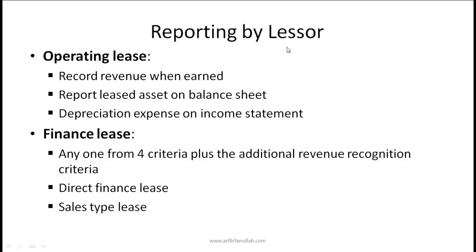Now let's look at reporting from the lessor perspective. As we've already discussed, the lease could either have been classified as an operating lease or as a finance lease. For an operating lease, the lessor simply reports the revenue when earned.